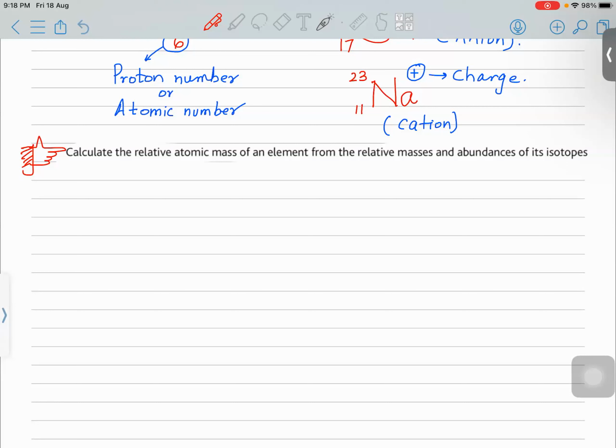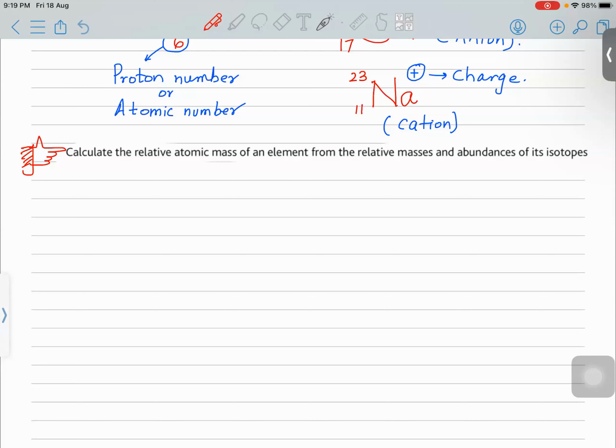Now, relative means when you relate any element with another element. Such comparison is called relation or relative. So when you compare the mass of any element with carbon, this relative mass is called relative atomic mass. Are you getting my point or not? Yes, sir. Sir, can you repeat again?